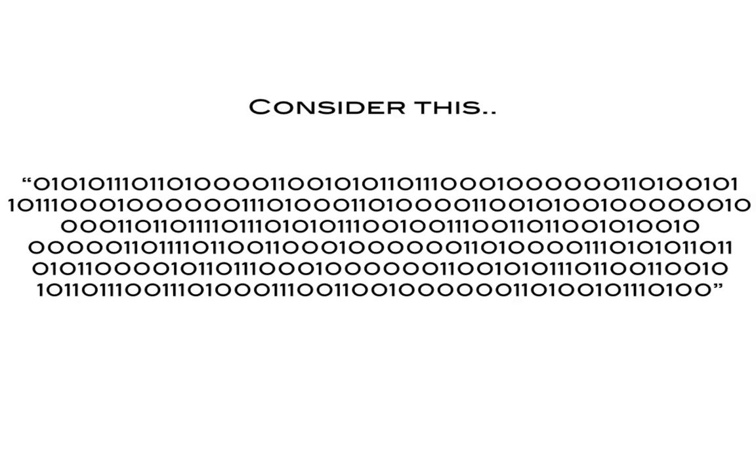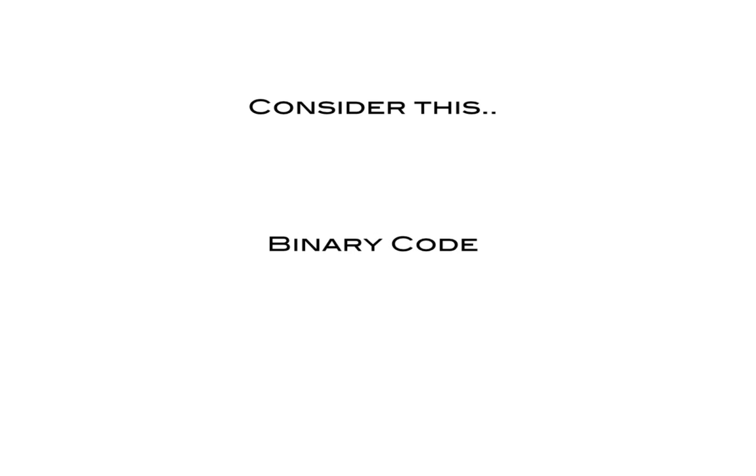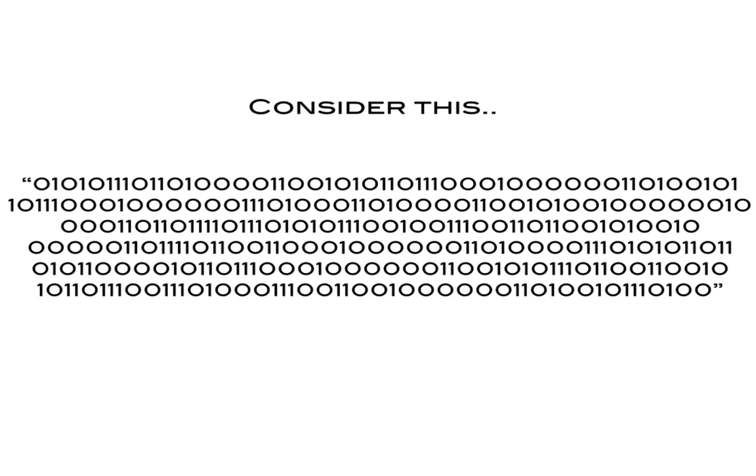So I want you to consider something for a second. Take a look at this code. All you see is a bunch of zeros and ones in various combinations and in various order, but this is actually something we call binary code. Okay, this binary code is actually coding for something that we do understand.